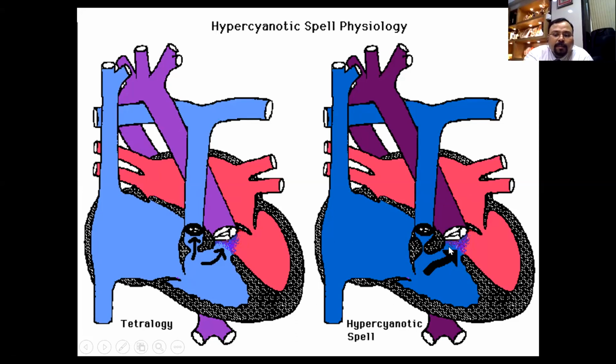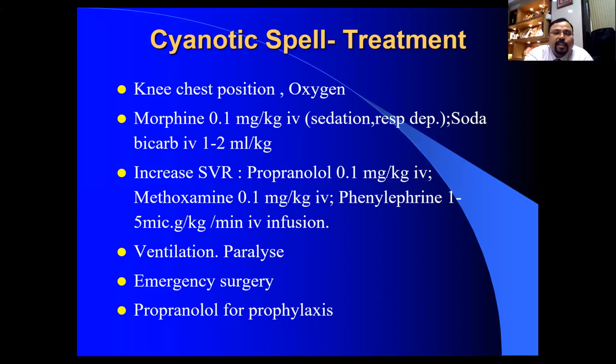So when a child comes with cyanotic spell, there won't be any murmur. You won't hear any ejection systolic murmur. So you can confirm it on auscultation itself with severe cyanosis. And how will we treat it?